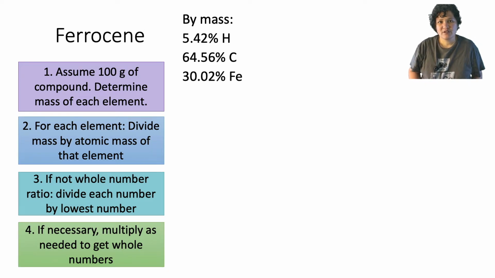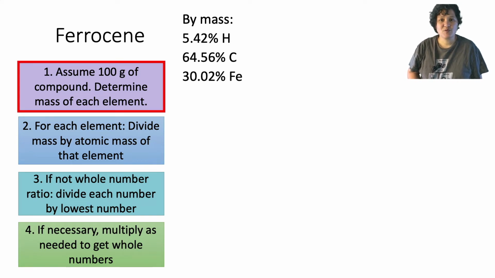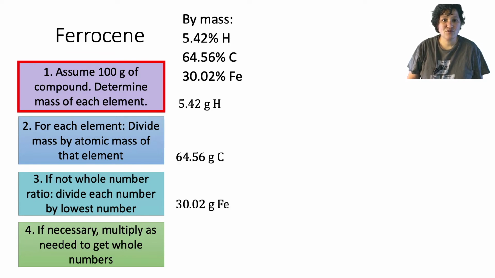Most of what we're going to look at for empirical formulas in real life will be some sort of hydrocarbon. But just for fun, let's do a problem with a non-hydrocarbon, ferrocene. Again, assuming we have 100 grams, we'll have 5.42 grams of hydrogen, 64.56 grams of carbon, and 30.02 grams of iron. Now let's use our molar masses.